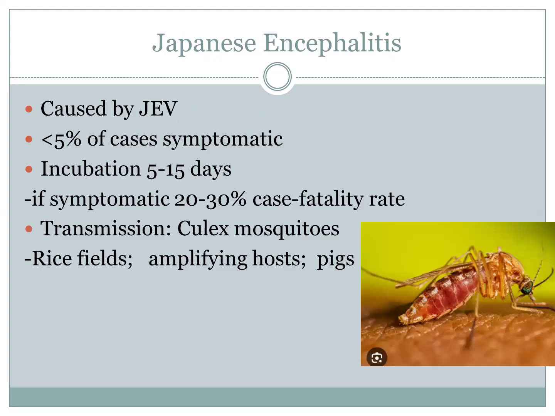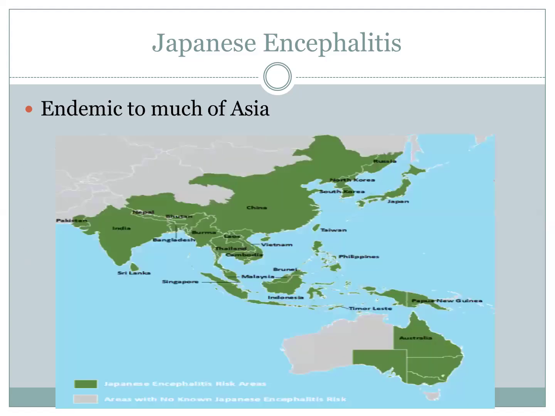Then we have a disease called Japanese encephalitis. It is transmitted by a mosquito, that is Culex mosquito. It is a viral disease. Less than 5% of cases are symptomatic. That means that most of the time the disease remains asymptomatic. Then there are certain habitats in which the disease gets transmitted, which includes rice fields. And there are certain secondary hosts, pigs, for example. This is endemic to much of Asia.